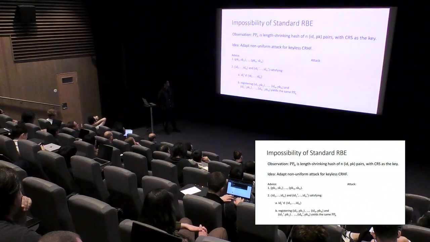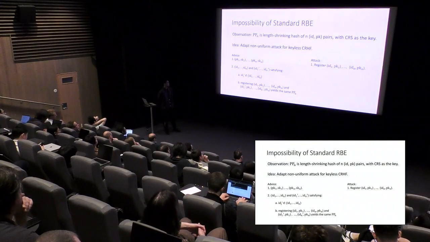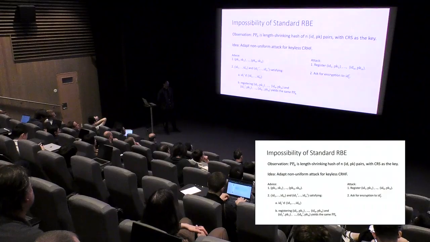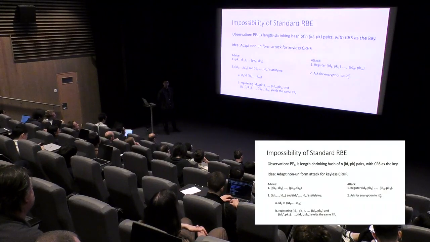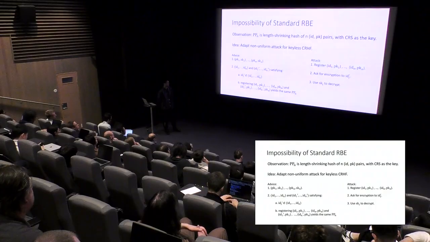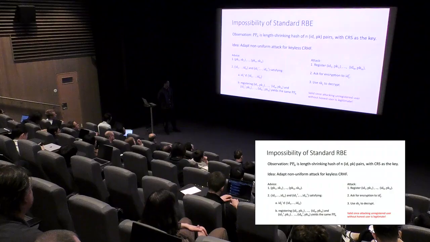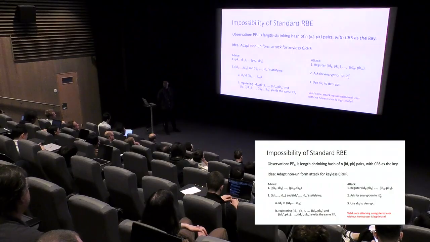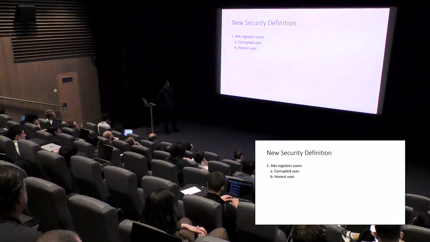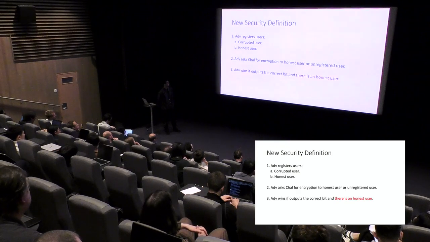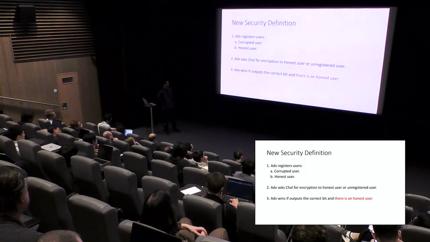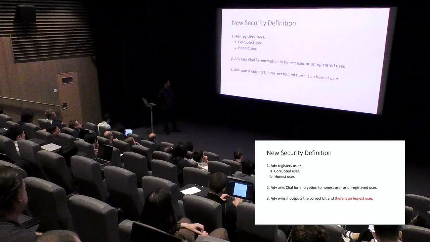Now the attack is simple. You basically register one list of identities with the keys, and then you ask for encryption to ID_J prime, and by the completeness of the RBE scheme, you should be able to use the secret key to decrypt. And this attack is valid since attacking unregistered users without an honest user is legitimate. And so we fix this hole in our new definition, which basically says that the registration of an honest user is now necessary, and the adversary wins if it outputs the correct bit and there is an honest user.